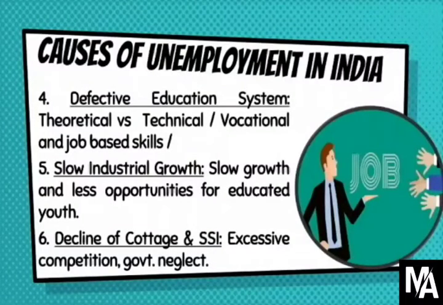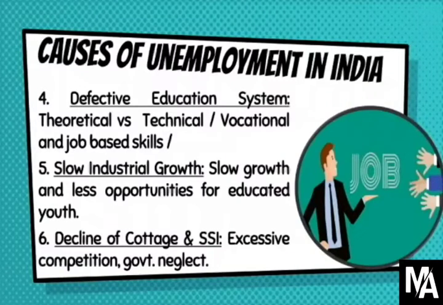The fourth is defective education system. Our education system is basically based on teaching theory, and we do not teach the technical aspects of life. It is very necessary that education should also concentrate on vocational and job based skills. The problem is that we learn a lot of theory, and we are graduates in theory, but we are not able to bring that skill into our jobs, and that is why we have a defective education system, which is going to affect India in the long run.